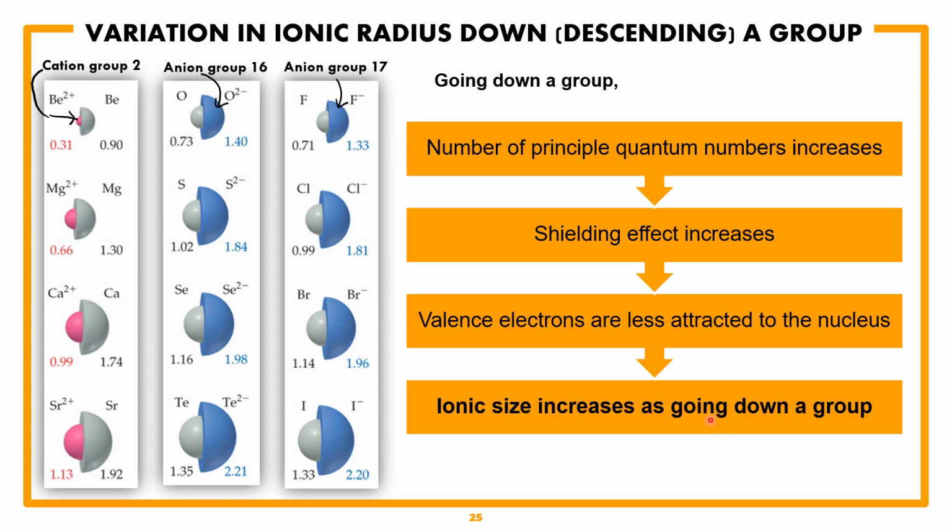So untuk faktor yang menerangkan tentang variation of ionic radius down a group adalah shielding effect. So the more the electrons in the principal quantum number, the greater the shielding effect. So lagi banyaklah inner electron boleh halang daya tarikan antara nukleus dengan valence electron. So bila tarikan itu lemah, maka the outer orbital or the valence electron akan expand keluar. Okay, so itu yang akan menyebabkan ionic size increases going down a group.